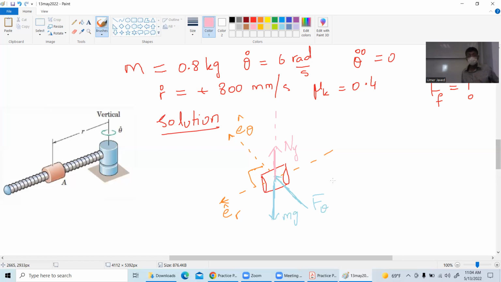F theta is perpendicular to R, no? So this is R. This is F theta. Theta is 90 degree. Is it reaction force as well? Which one? The F theta. No, F theta is the force in the theta direction. F theta is ma theta, Mehmet. F theta is ma theta, force in the theta direction.